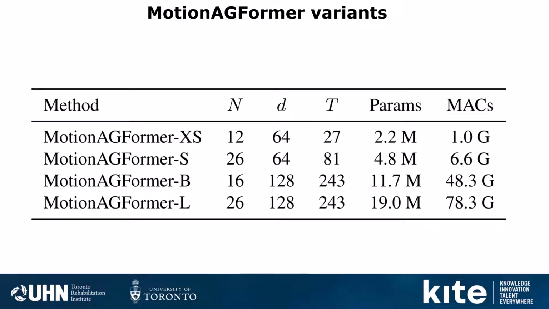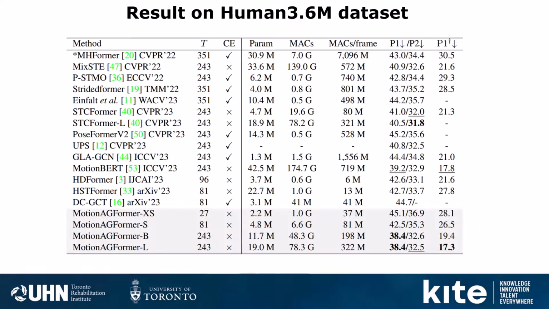About MotionAGFormer variants, we are proposing 4 different variants which can be chosen based on a speed-accuracy trade-off. The difference is in the number of AGFormer blocks, the channel dimension, and the number of frames, which end up giving us different numbers of parameters and multiply-accumulate operations. Comparing the results on the Human3.6M dataset, when not pre-trained on any additional data, we can see that MotionAGFormer achieves better P1 error, or mean per joint position error, compared to other recent models. At the same time, it has fewer parameters and fewer multiply-accumulate operations.